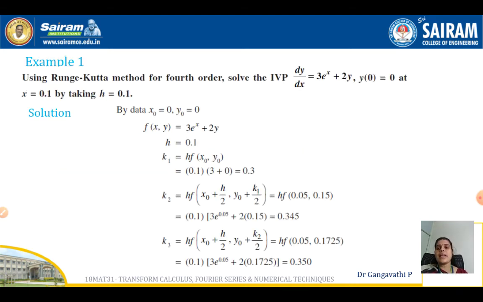So let us see another example. This is example 2. Use the Runge-Kutta method of fourth order to solve this problem. y of 0 is 0, find y at x equal to 0.1, taking h equal to 0.1.